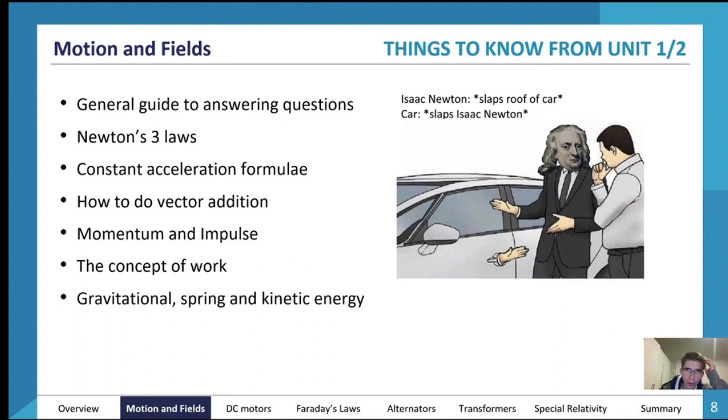Here are a couple of things to know from units 1 and 2. You need to know the 3 laws of motion, the constant acceleration formula, of course, how to do vector addition, momentum and impulse, and the concept of work, gravitational, spring, and kinetic energy.